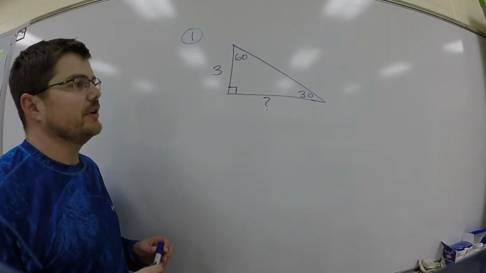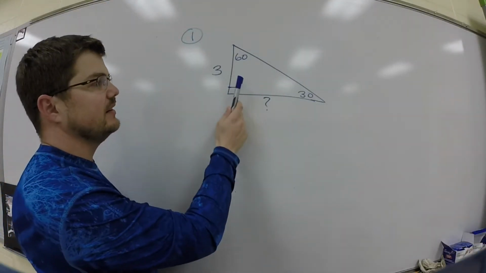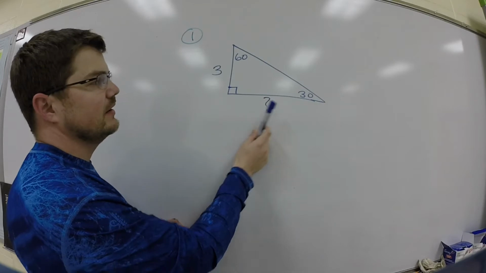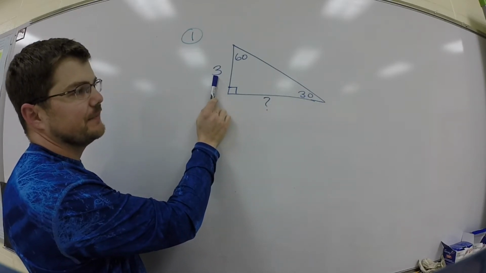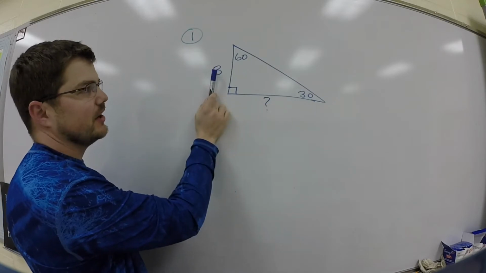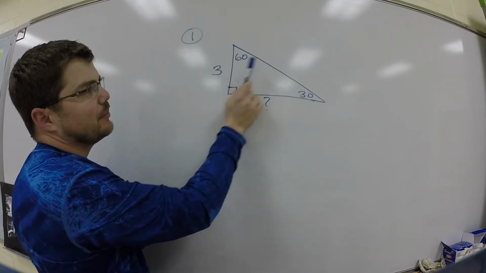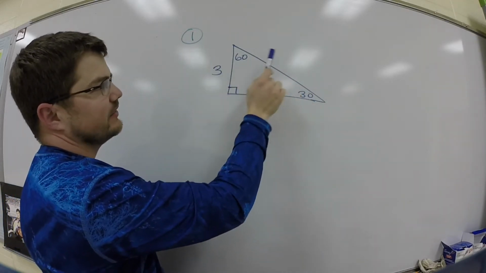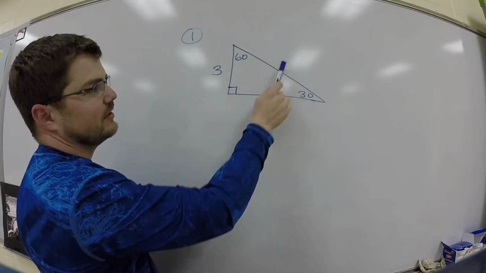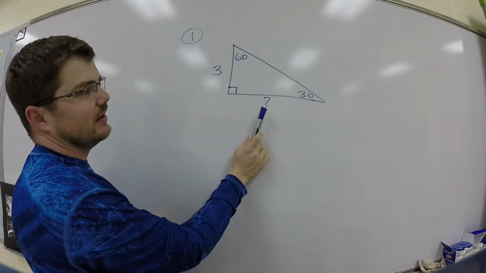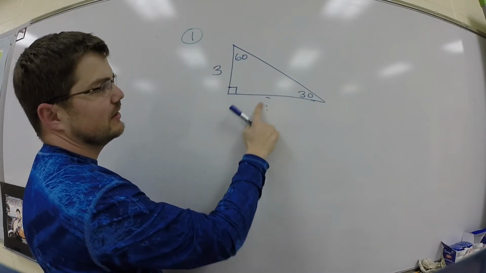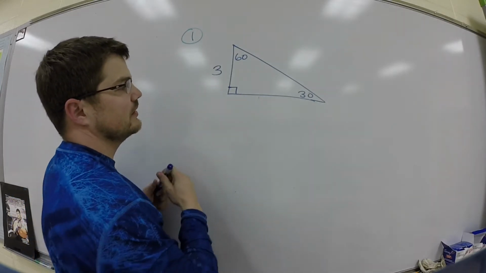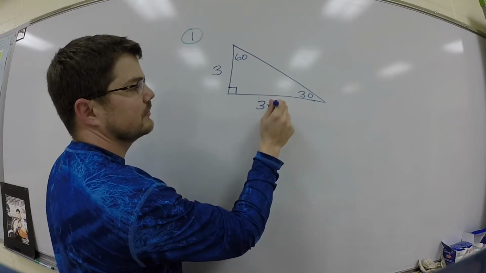Okay, on number 1, we're given a 30, 60, 90 triangle. And they give us the side across from 30, which is 3. So remember, the side across from 30 is our x. The hypotenuse would be double that, so x times 2. The hypotenuse would be 6, but it wants this side here. And the side across from 60 is this number times root 3. So that'll be my answer to number 1.